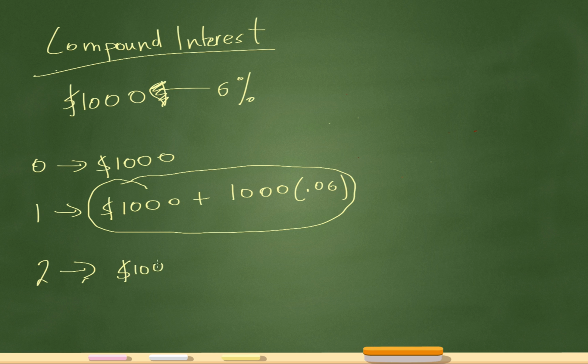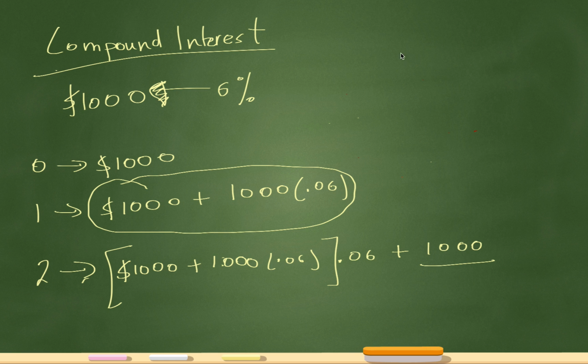So let's get that down. 1,000 plus 1,000 times 0.06. Now this is just that amount right there. I'm going to take 6% of that and then add that to my original balance, which is 1,000. So the formula is going to be a little bit different. Let me write this formula down over here. Let me see how I can make this a little easier for you to remember. You know what, I'll go with this particular formula.